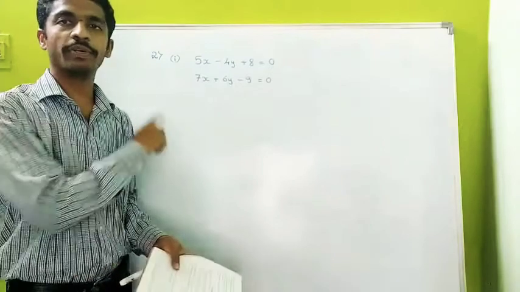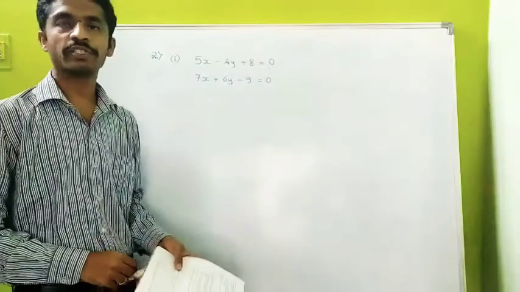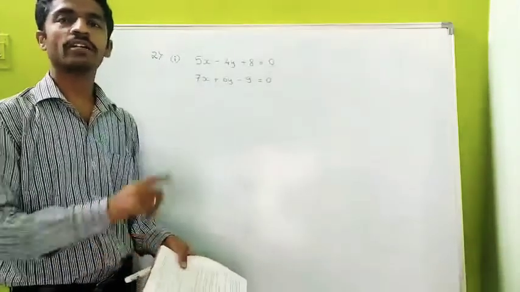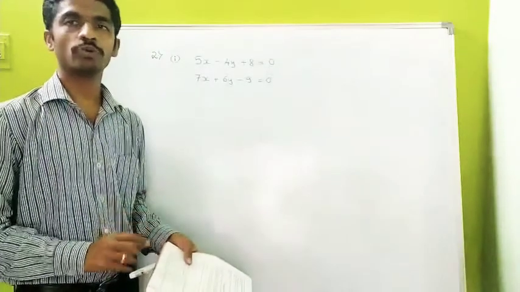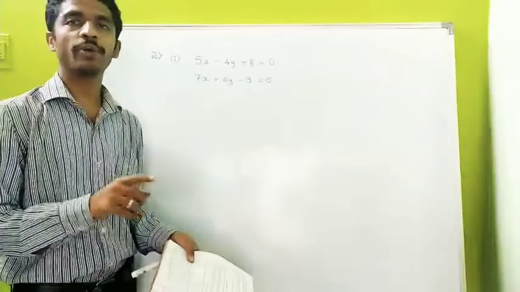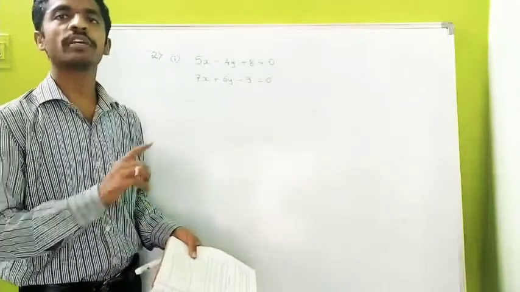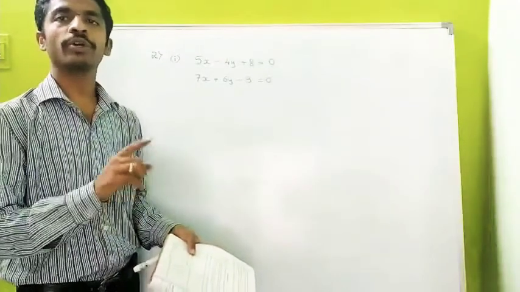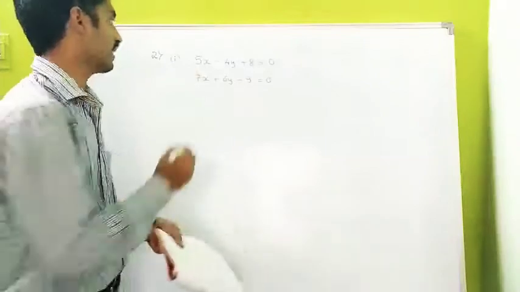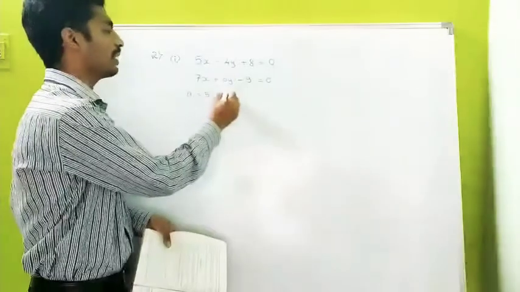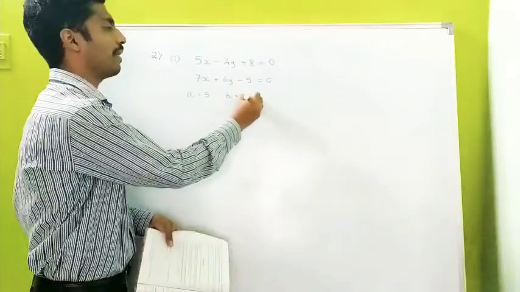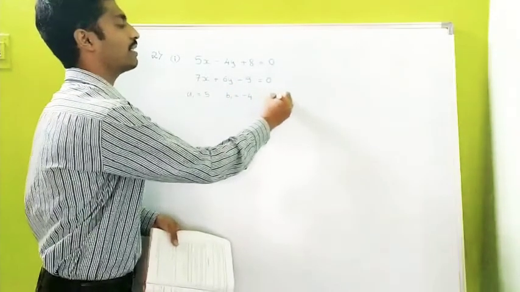Second question: they have given a pair of linear equations. You have to check whether they are intersecting or coincident or parallel. How to do it? First you have to take the ratio of the coefficients. What are the coefficients? A1, A2, B1, B2, C1, C2. So let's take A1. What is A1? Here 5. What is B1? B1 is -4. C1 is 8.